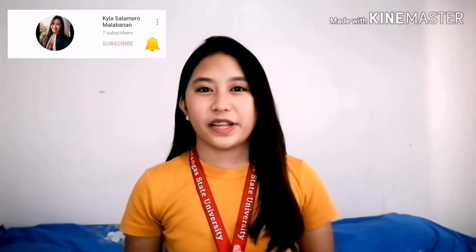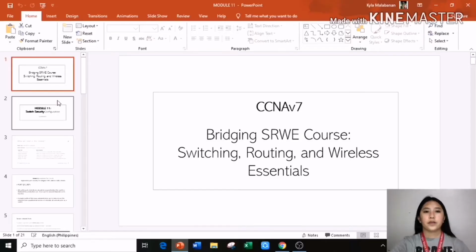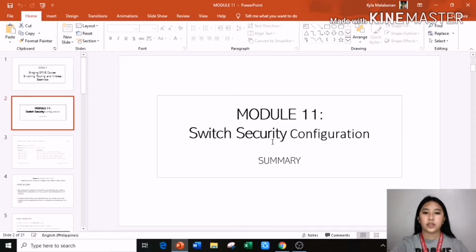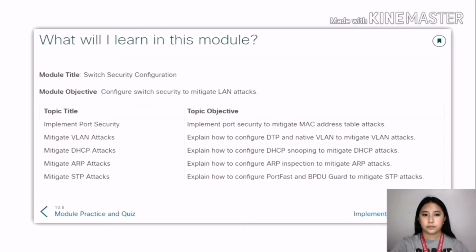So for today's video, I'm going to share with you the content and summary of what I've learned in CCNAv7 Module 11. So here at CCNAv7, we have Module 11, the Switch Security Configuration. What will I learn in this module? The module title is Switch Security Configuration. The objective of this module is to configure switch security to mitigate LAN attacks.